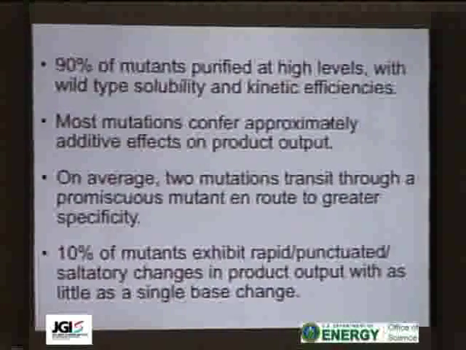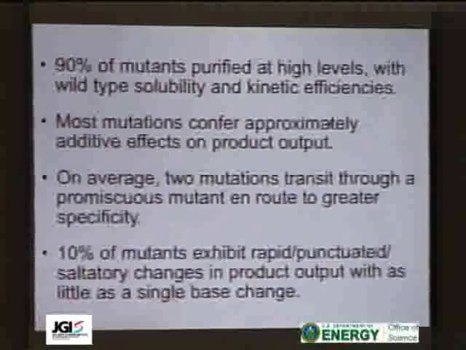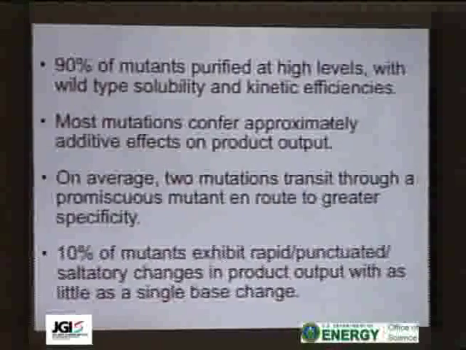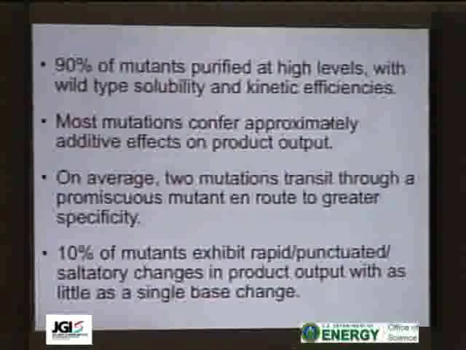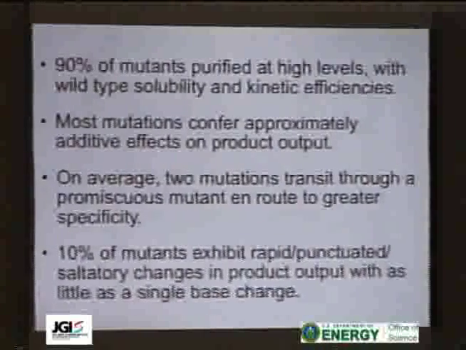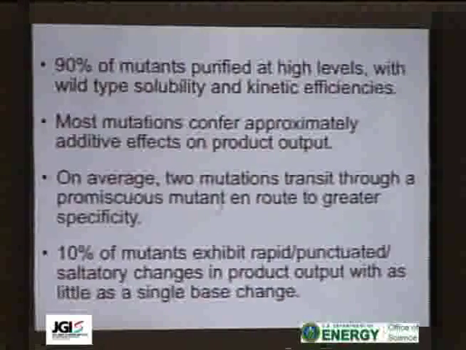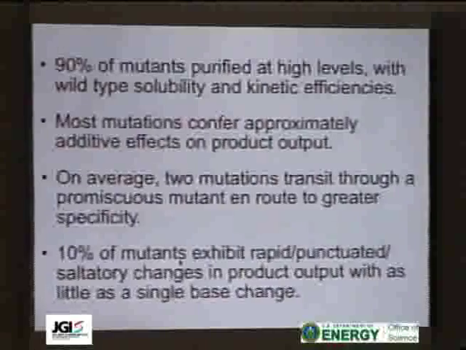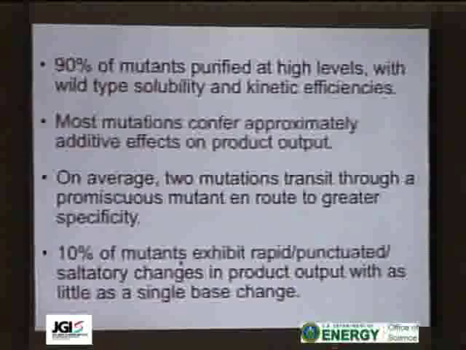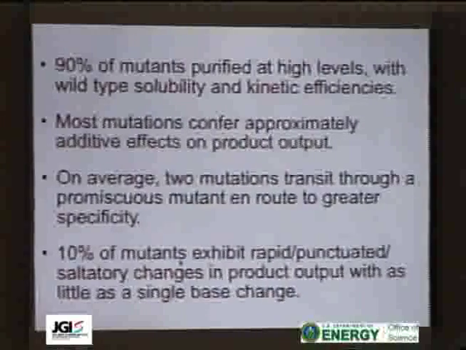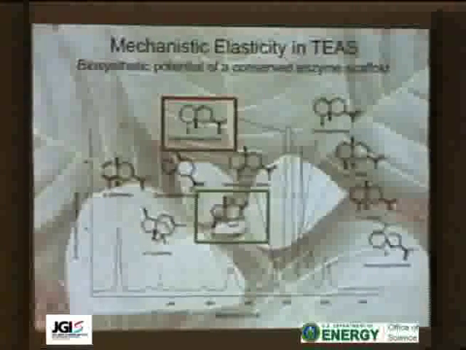So as I said, 90% of the mutants are purified at high levels. This was unexpected to us. We expected that most missense mutations would have a deleterious effect on the protein. In this particular case, that's not true. Most mutations were approximately additive in their effects on product output. On average, it took about 2 mutations to go through this promiscuous intermediate, but in about 10% of the cases, we have these so-called saltatory changes where you can have very rapid shifts in the product spectrum of a particular enzyme.